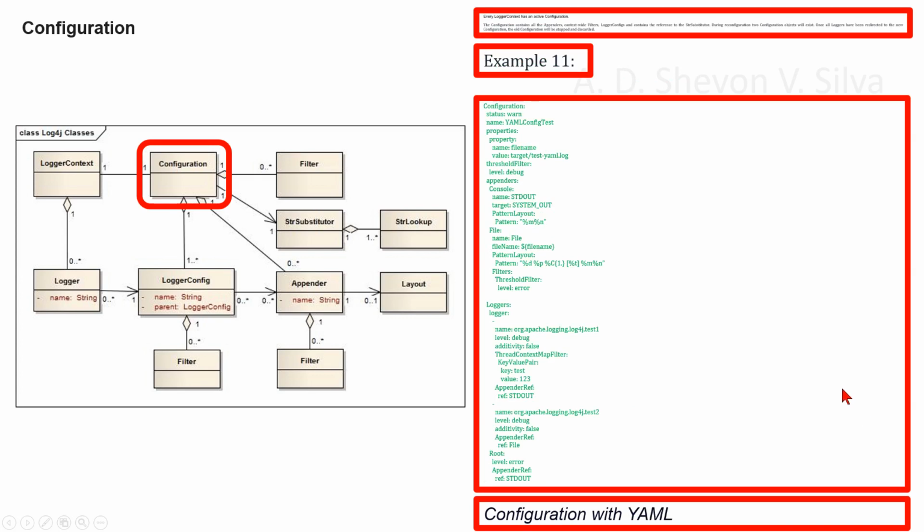Log4j, this is configuration with YAML. Log4j also supports using YAML for configuration files. The structure follows the same pattern as both the XML and JSON configuration formats, as you can see here. Additional runtime dependencies are required for using YAML configuration files.